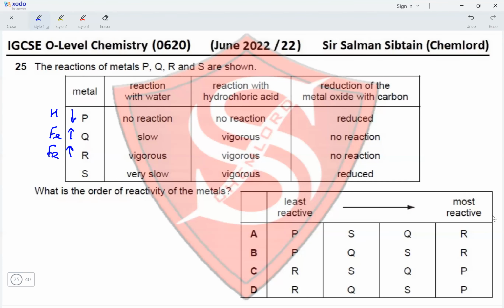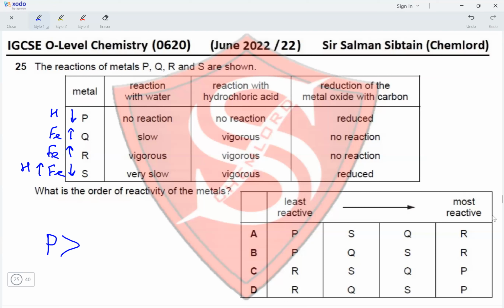And the last one, the reaction with water is very slow. The reaction with HCl is vigorous and it does get reduced with carbon. So it is less reactive than iron, but is more reactive than hydrogen. Now, to arrange them in increasing order of reactivity, the least reactive is P because it is less reactive than hydrogen.